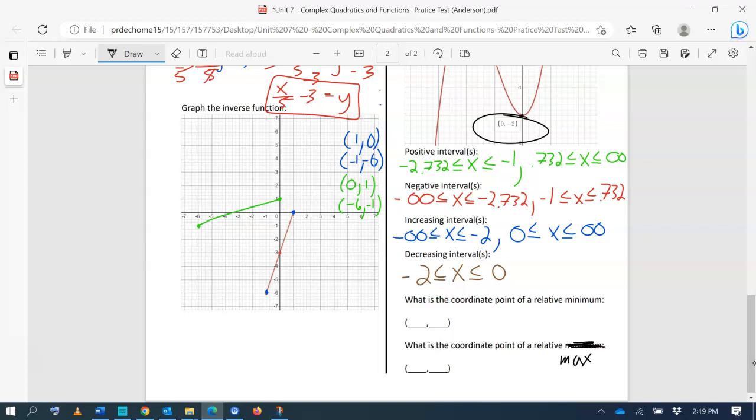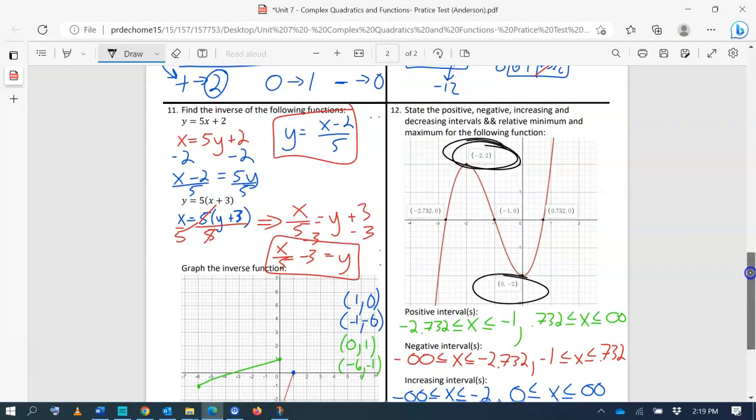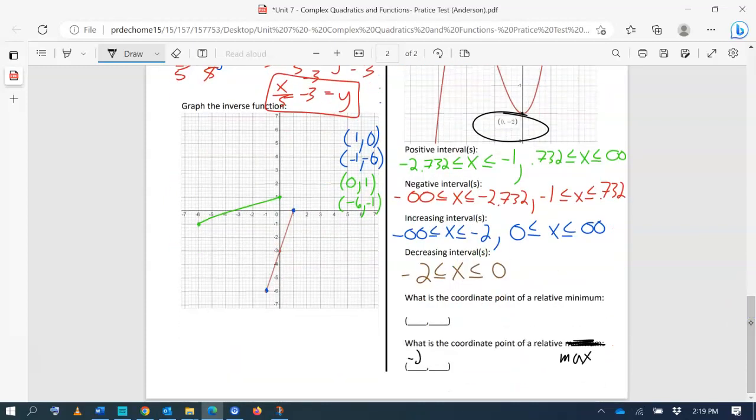Didn't catch that. So max was it 2, -2? Sorry, -2, 2. -2, comma 2. And our relative minimum is 0, comma -2. And that is the rest of our practice test. We are done.